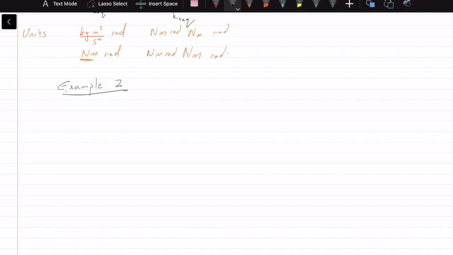Okay, so example 2 looks like this. I'm going to draw out the schematic first for it. So it looks something like that. We have a point mass of 2m right there. This is massless with a length L.